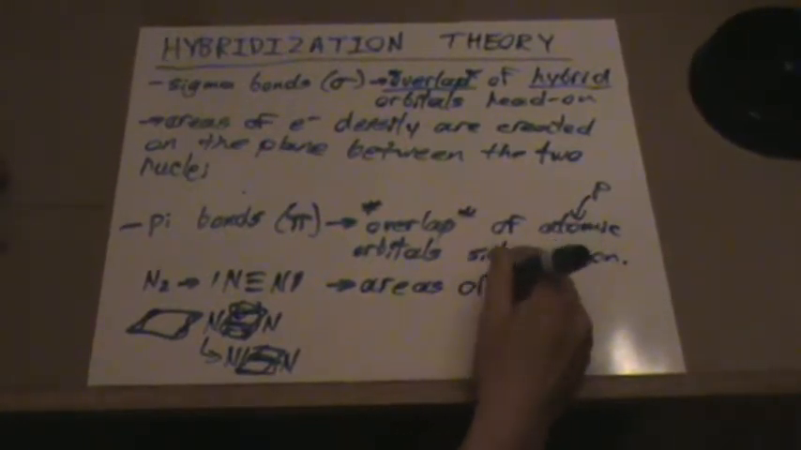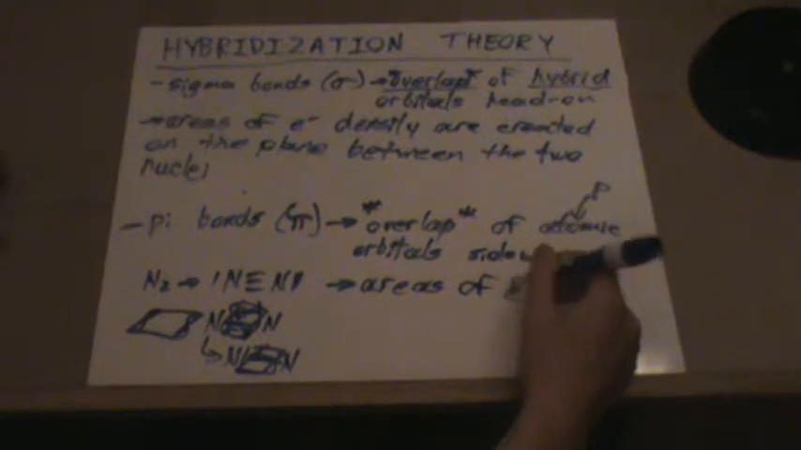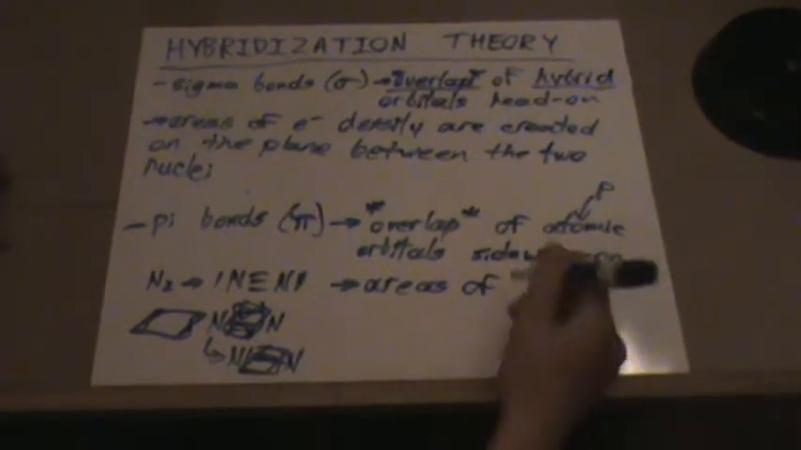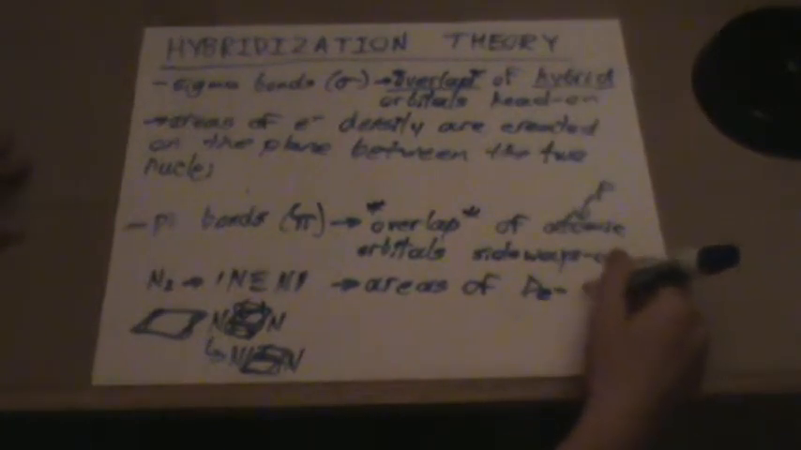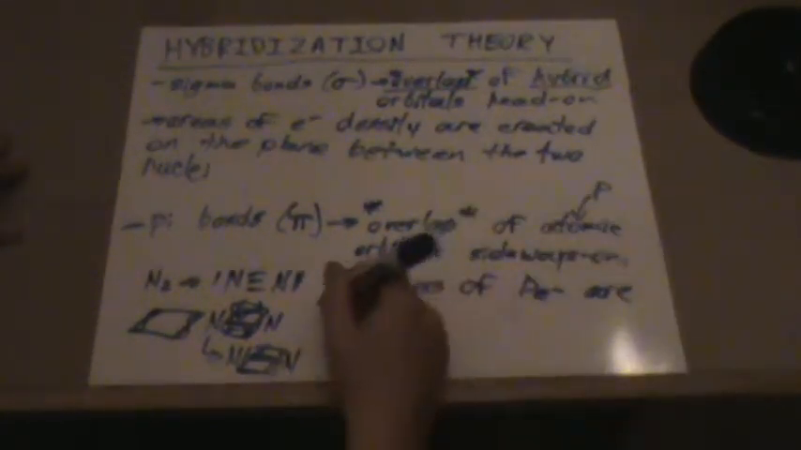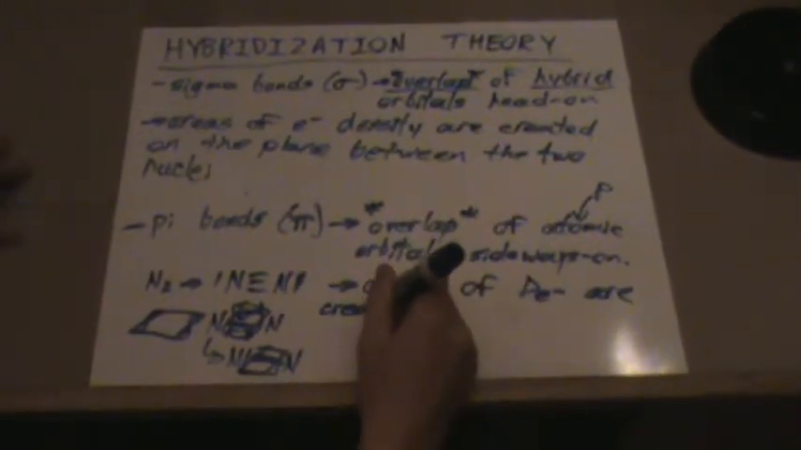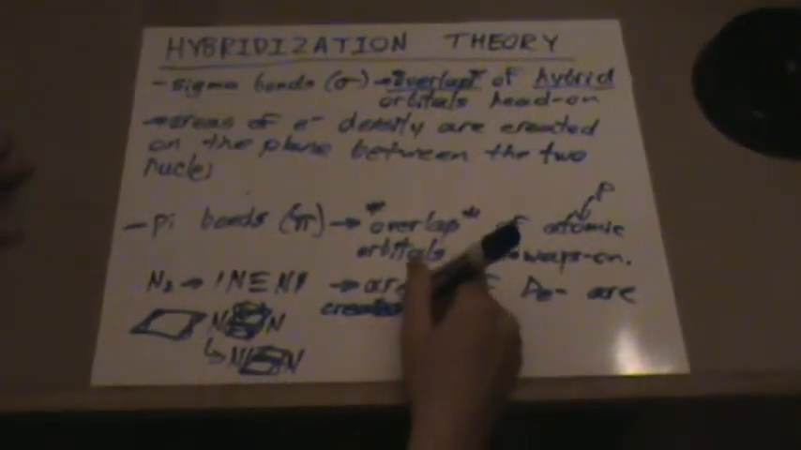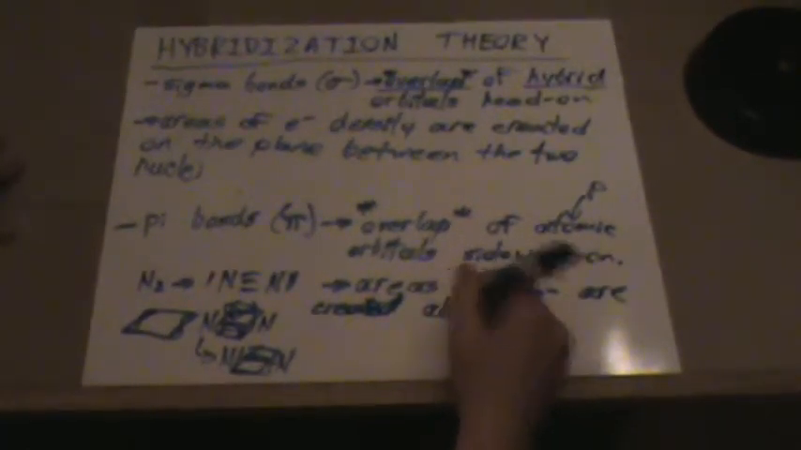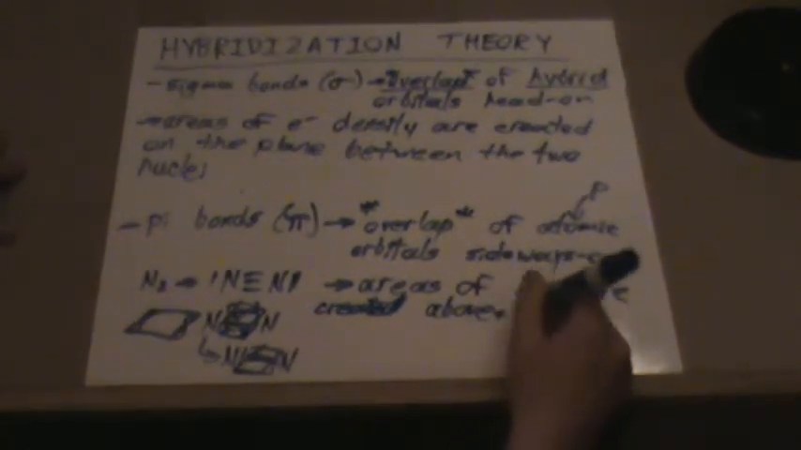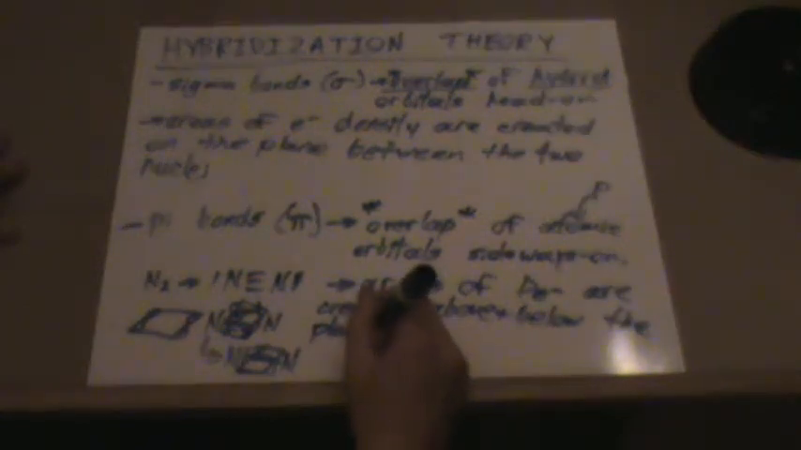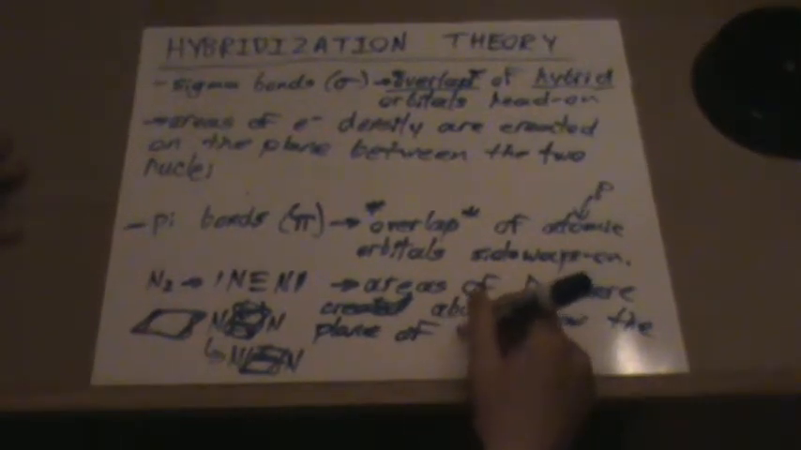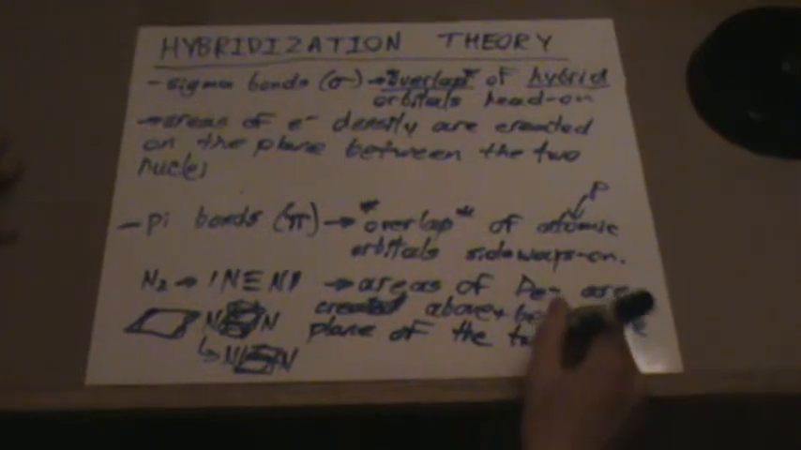of electron density are created above and below the plane of the two nuclei.